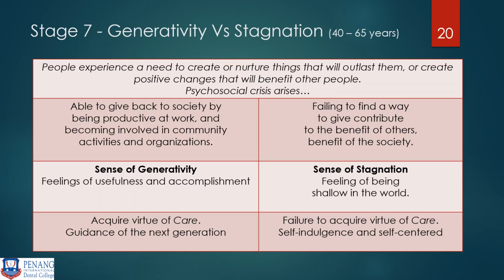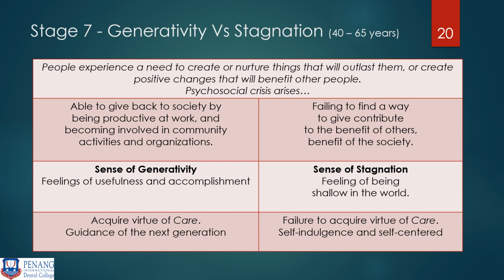The stage 7 is generativity versus stagnation. This is middle adulthood, 40 years to 65, and this is the time when the people experience a need to create or nurture something by which the others who will come after them will remember them for that. Okay, so they're like creating a mark for themselves in life, so that others can remember them by the things that they have done.